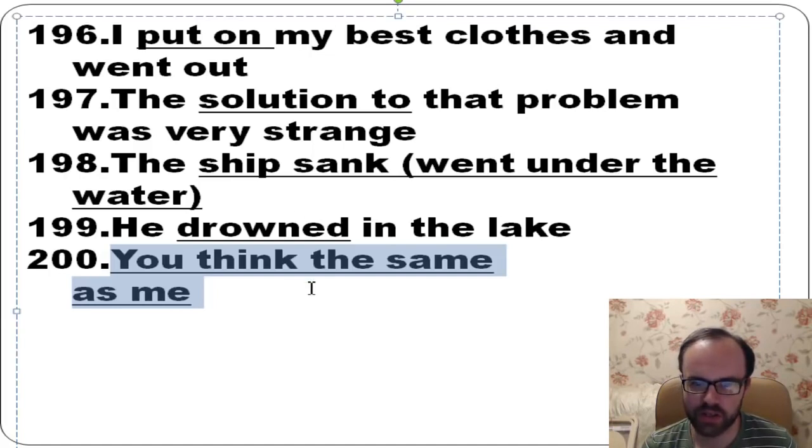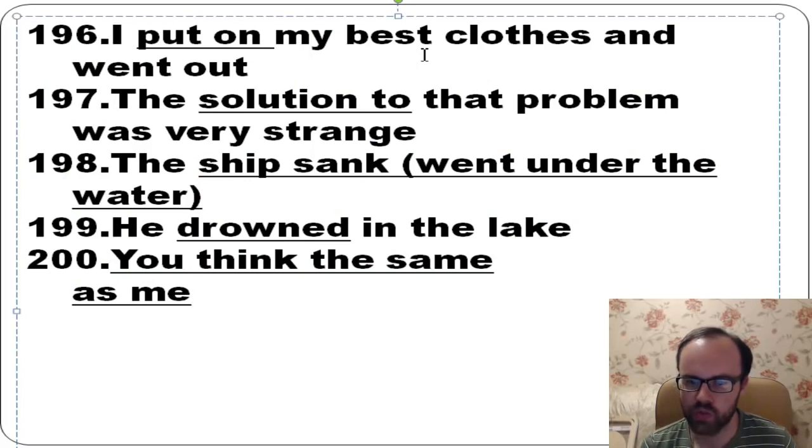Good, very good. So I put on my best clothes and went out. The solution to that problem was very strange. The ship sank. It went under the water. He drowned in the lake. You think the same as me.